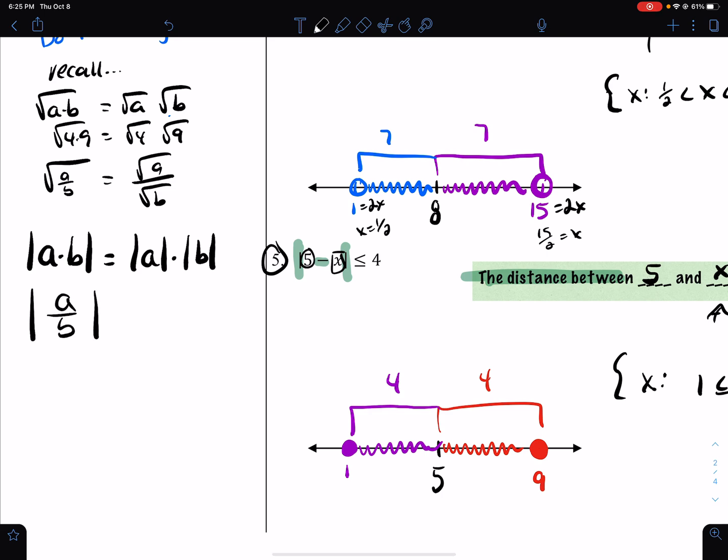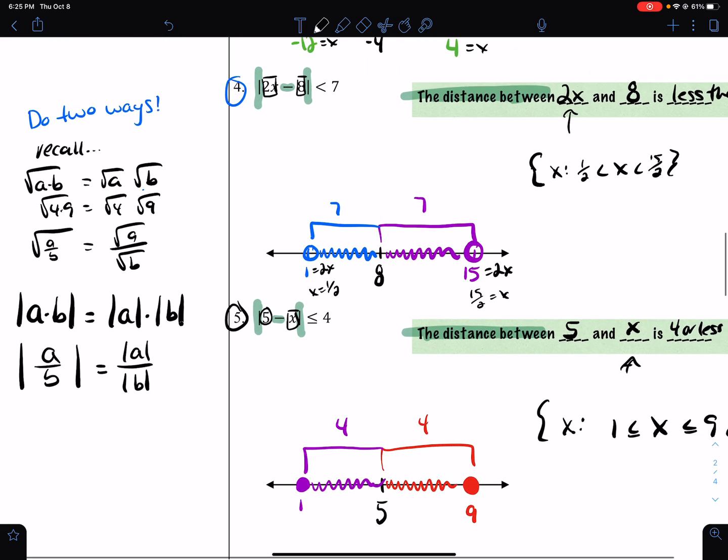If I have a fraction inside an absolute value and only using division, right? I could take the absolute value of the top and the bottom separately. These rules do not work with addition and subtraction. So another way that we'd be able to do number 4 is we could use factoring to rewrite this.